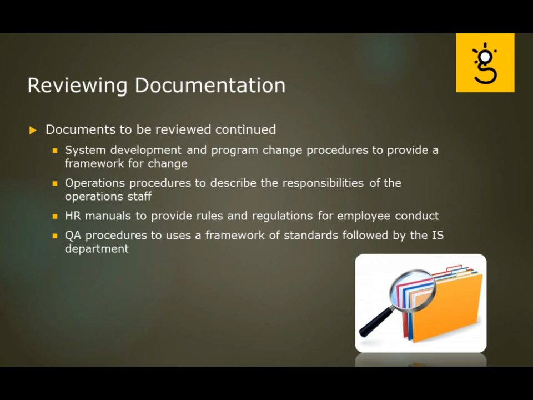You also want to take a look at things like your system development and program change procedures so that you can have a framework of what it takes to actually have change, to understand change control. You want to look at the operations procedures that are there to describe the responsibilities of the operations staff. You want to look at the HR manuals so that you understand what the rules and regulations are for employee conduct, and the quality assurance procedures that are used and the framework of standards that they're using, and know if they're being followed by the IS department.